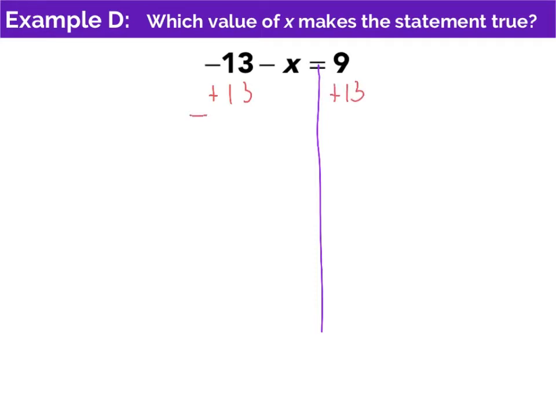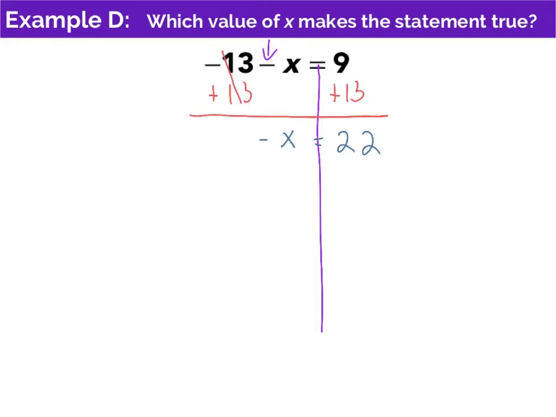When I do that, -13 and +13 are going to cancel out. Again, it's very important for me that I have to grab this negative sign. I can't just make it disappear. So -x is left on one side of the equation. 9 plus 13 is going to be 22. So now I have -x equals 22.